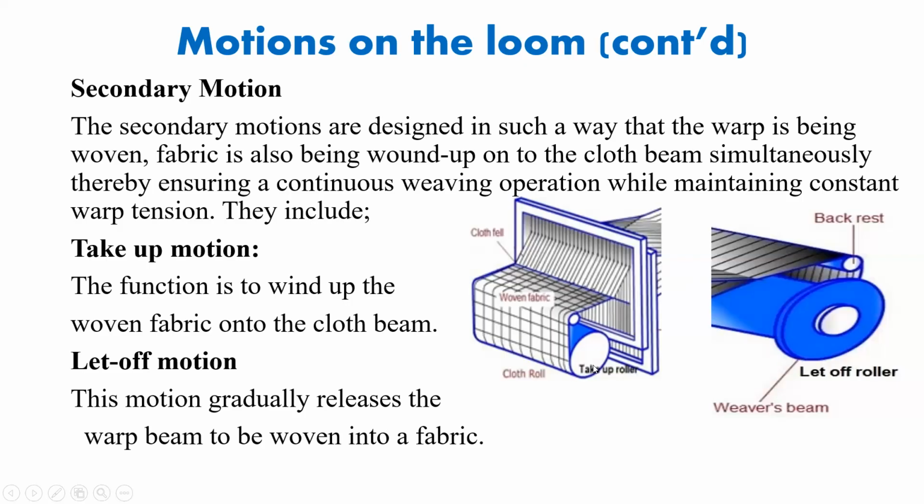So winding this onto the cloth beam, as you wind it, new fresh yarns will automatically come. The new yarns coming is called let off, and the old, already woven yarns taken to the cloth beam is called pick up. So they happen simultaneously. As you wind this one, this one automatically comes because we're pushing this.